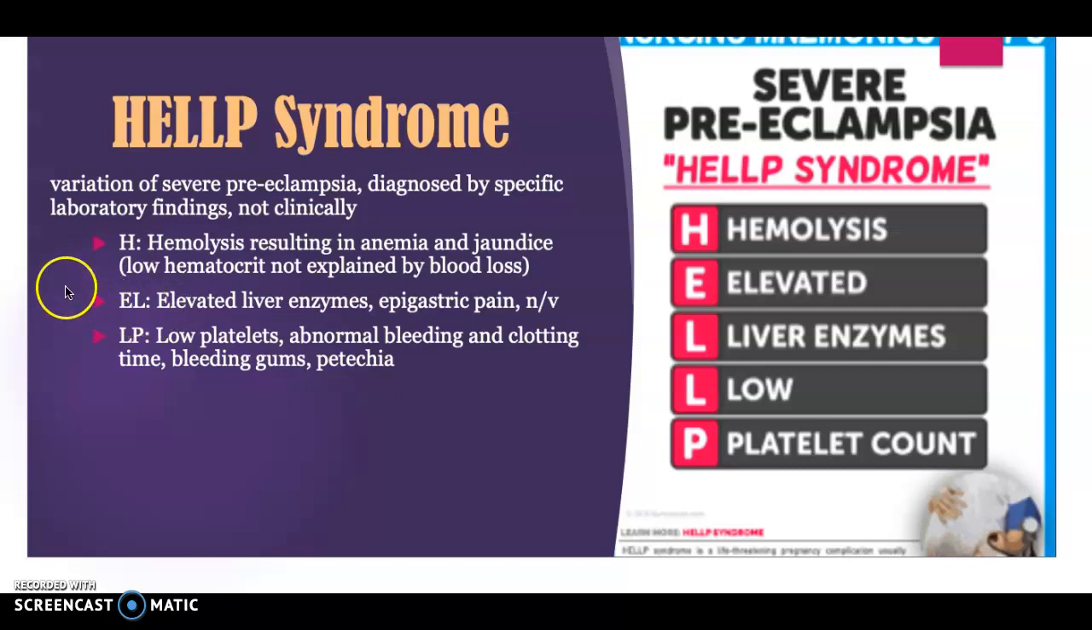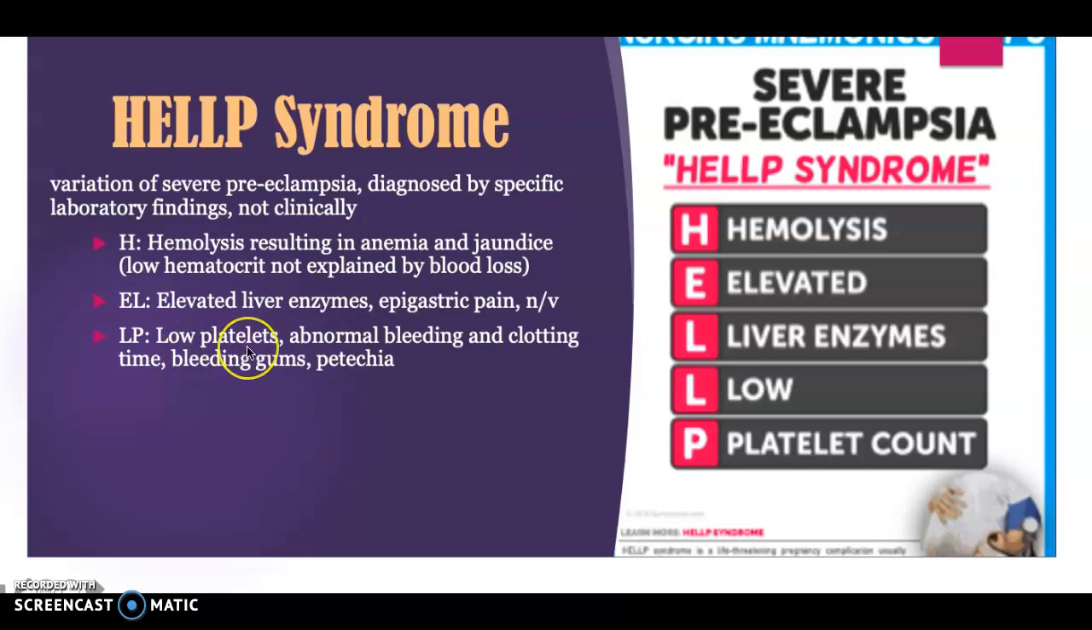A really good animation of that happening. And then the next one is elevated liver enzymes, and that's what's leading to the epigastric pain and nausea and vomiting. So it's the inflammation of the liver that's causing this. And then low platelets, same thing. It's the destruction of her blood vessels that are causing both of these.